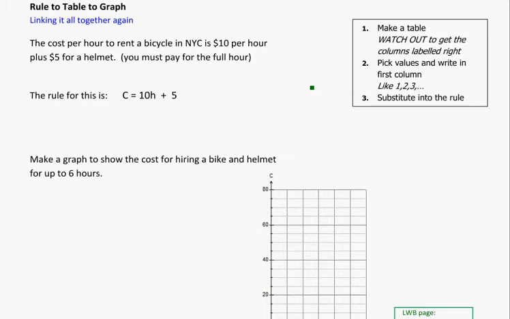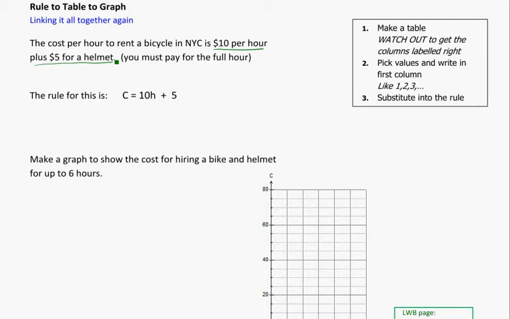So, looking at an example problem, the cost per hour to rent a bicycle in New York City is $10 per hour. So for every hour you have to pay $10 for it, plus you have to pay $5 for a helmet, and that's just up front. So you could ride your bike for 40 hours and they'd still just charge you $5 once for the helmet that you've rented.